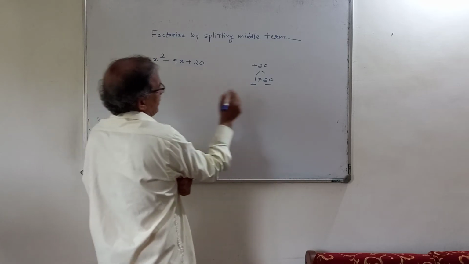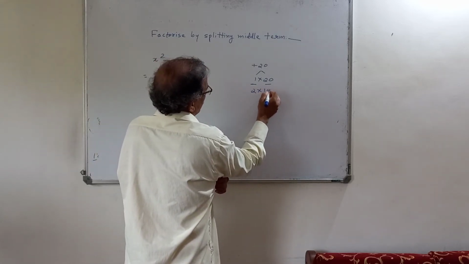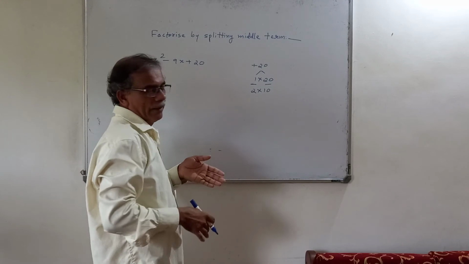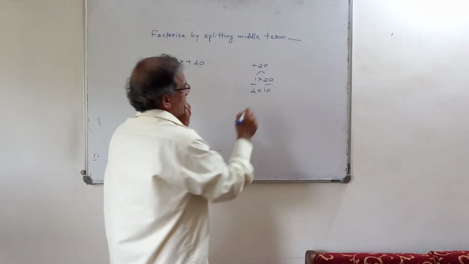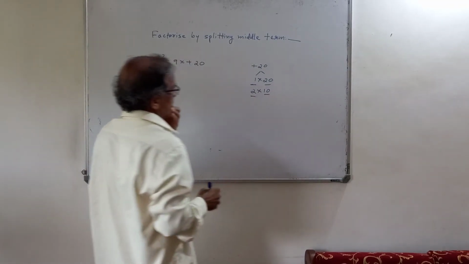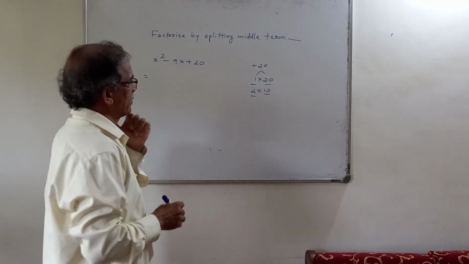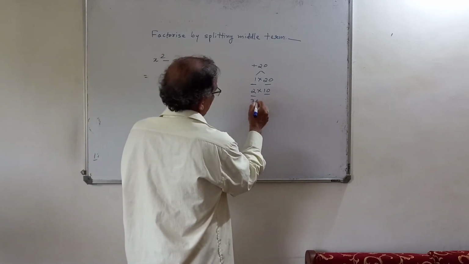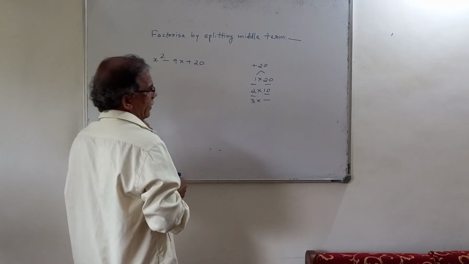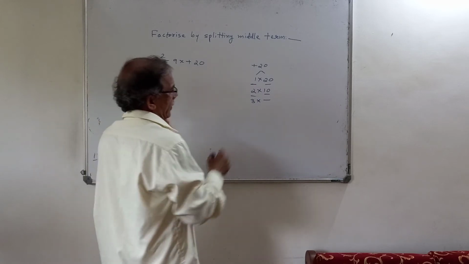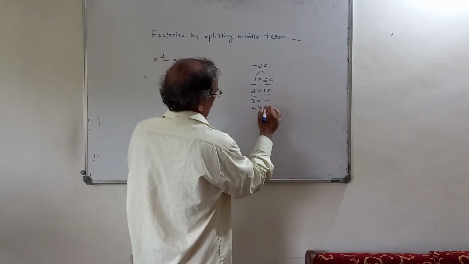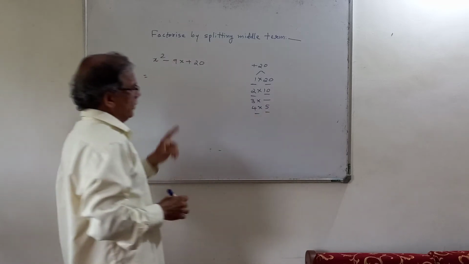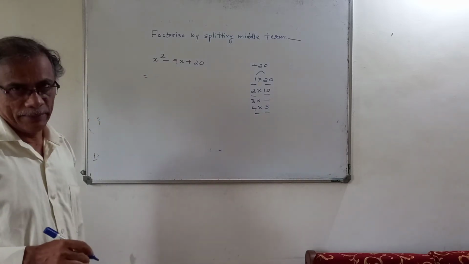We want minus 9. 2 into 10. Now in all pairs, both will have negative sign. So minus 10 minus 2, how much? It becomes minus 12. 3 into no pair, 3 does not divide 20. 4 into 5, minus 4 minus 5. It is minus 9.